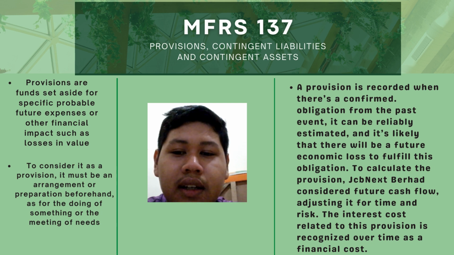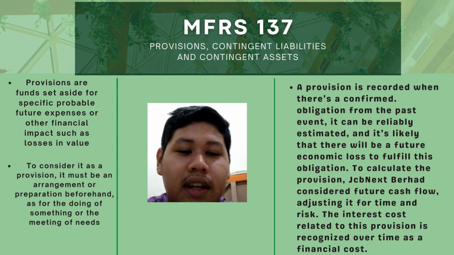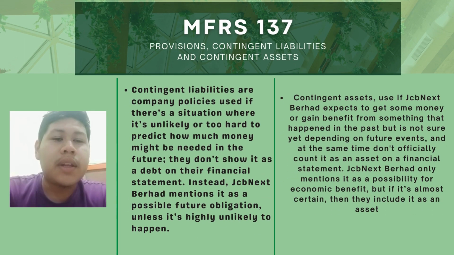To calculate the provision, JCB Nets Berhad considers future cash value, adjusting it for time and risk. The interest cost related to the provision is recognized over time as a financial cost. For contingent liabilities, company policy applies where it is unlikely or too hard to predict how much money might be needed in the future. They do not show it as a debt on their financial statement. Instead, JCB Nets Berhad mentions it as a possible future obligation unless it is highly unlikely to happen.